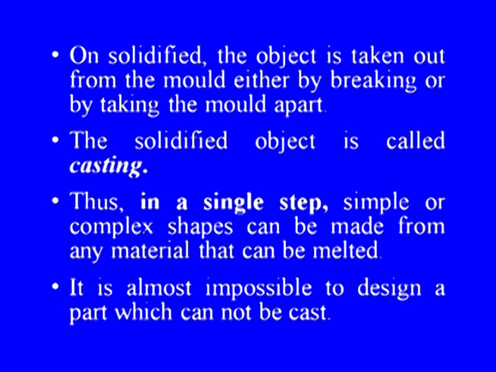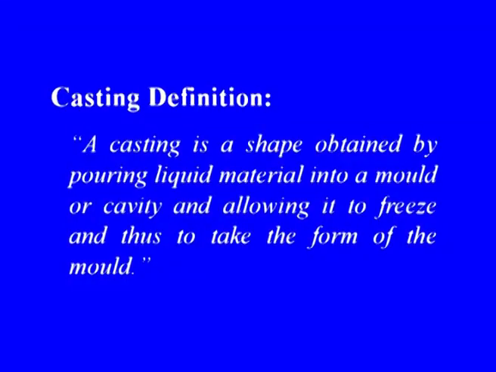Thus, in a single step, simple or complex shapes can be made from any material that can be melted. It is almost impossible to design a part which cannot be cast. Let us see a formal definition of casting. I quote, "A casting is a shape obtained by pouring liquid material into a mold or cavity and allowing it to freeze and thus to take the form of the mold." Unquote.